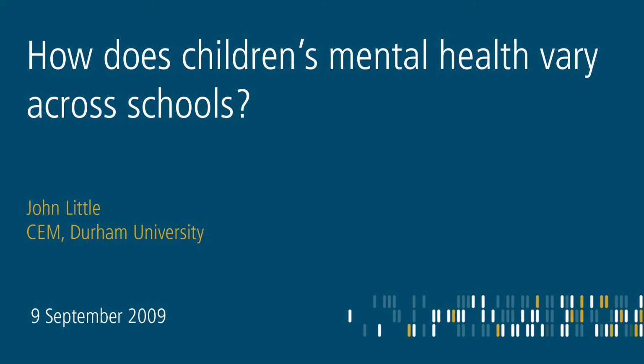There's increasing concern about the mental health of children in schools, and the DCSF have put £60 million into measuring the mental health of children in schools and trying to fix or improve it. Only a very small amount of that budget is actually going into assessing what works and what doesn't work. Most of the money is going into interventions to try and make some progress.